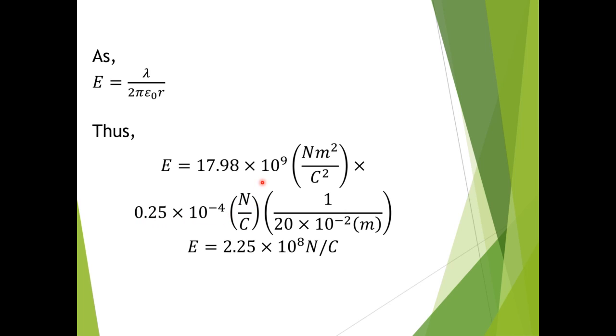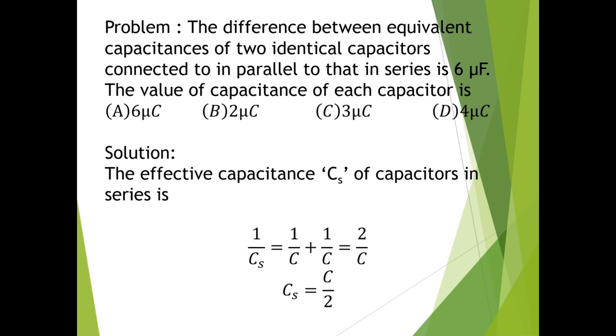Actually, this number is 1 over 2 pi epsilon naught. Okay, that is what this number is. This lambda is 0.25 into 10 to the minus 4 Newton per coulomb, and this is what the 1 over r term is. So if you do this calculation, then we get the magnitude of the electric field as 2.25 into 10 to the 8 Newton per coulomb. Look at the next problem.